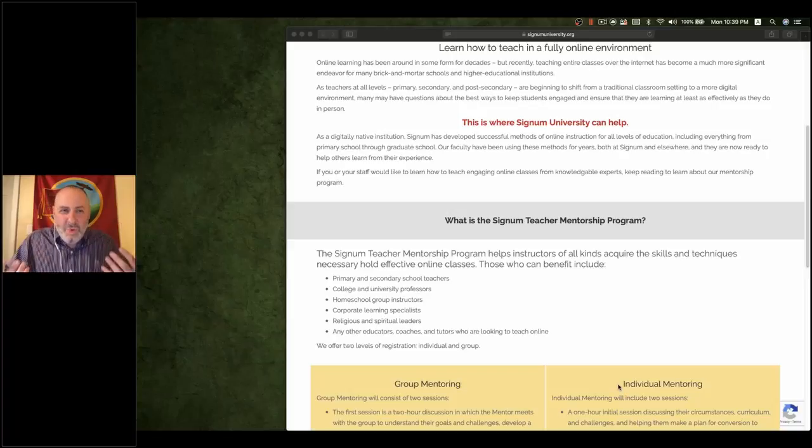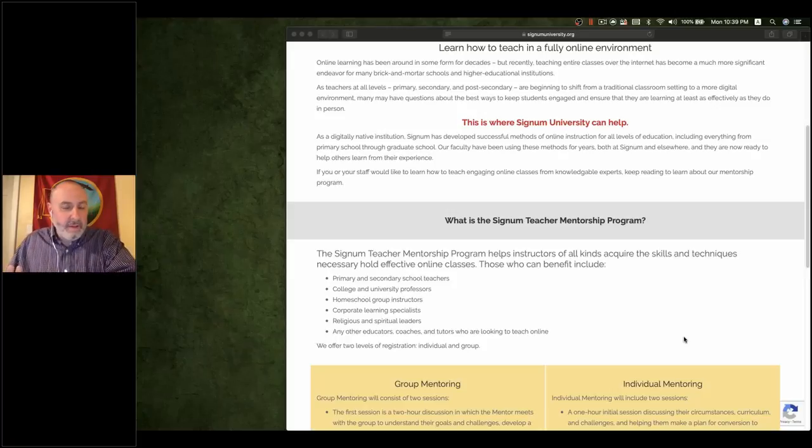Now, we will have to charge. I wish we could offer free mentorship to everybody, but we would do nothing else if we did that, and we need to operate Signum University too. I really need to be able to pay our people who are doing this. So we're trying to charge as little as possible because we know that there are a lot of needs, and the last thing we want to do is try to make a profit at other people's expense.